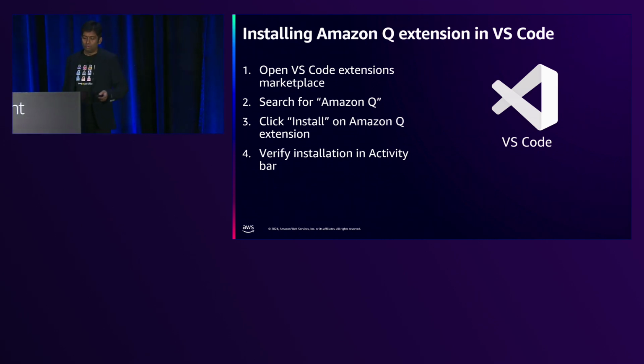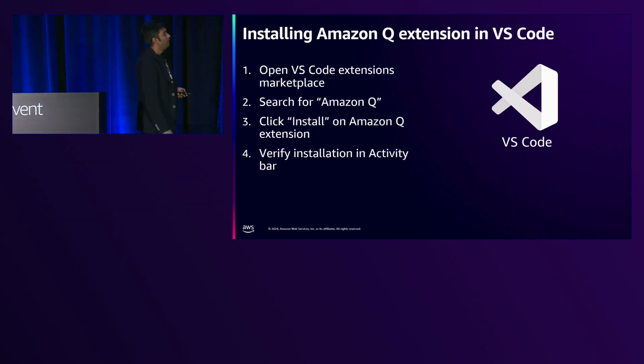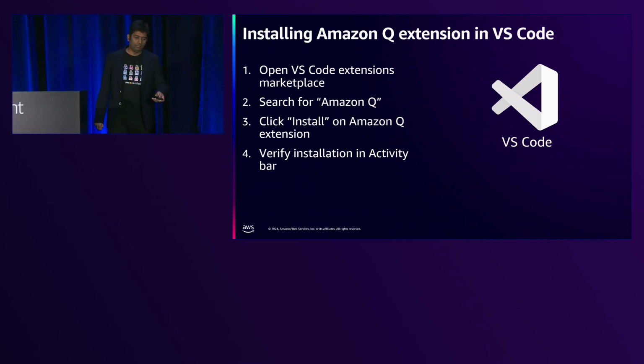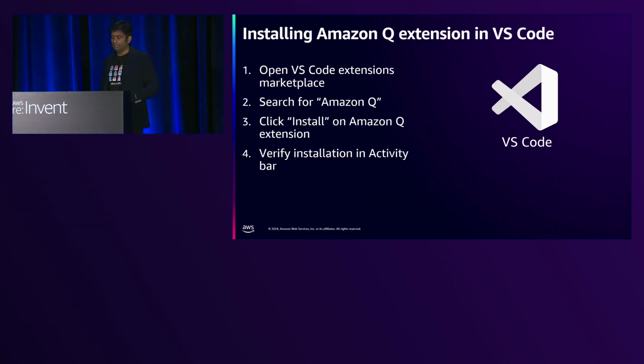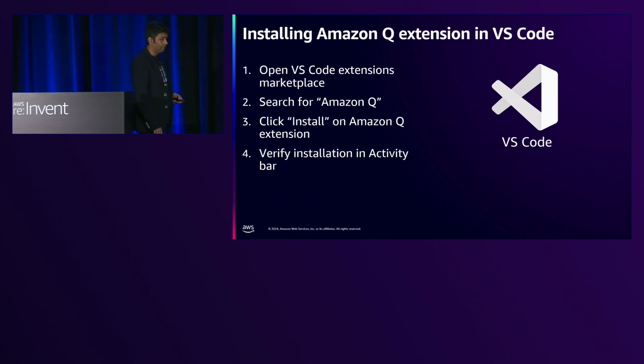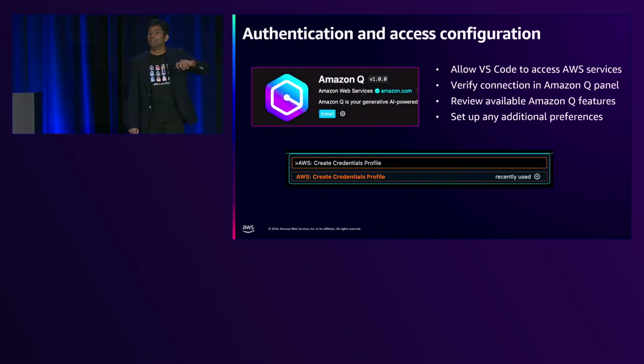So the same steps I just showed: go to VS Code, go to Extension Marketplace, search for Amazon Q, click Install on the Amazon Q extension, and then verify the installation in the activity bar. Once it's installed, you can then look at Amazon Q on your IDE so that you can start interacting with it. Are you all with me so far?